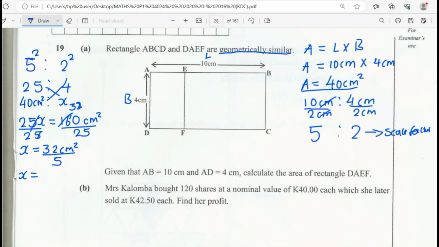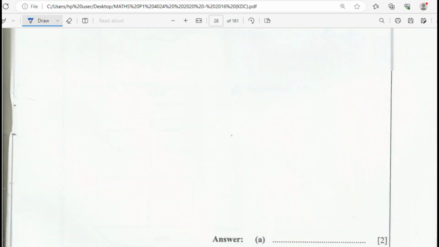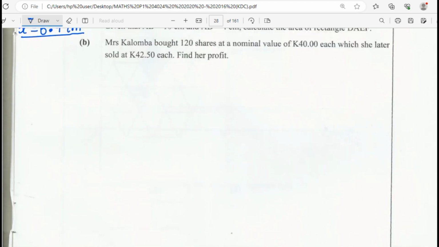Now, at least at this level, it's easier to divide 5 into 32. So 5 into 32 will give us 6, remainder 2. 5 into 2, it can't, so we put a decimal and add a 0 here. 5 into 20 is 4. So the area of the smaller rectangle is 6.4 centimeters squared. So that is what we are supposed to do. Now let's move on to question B.